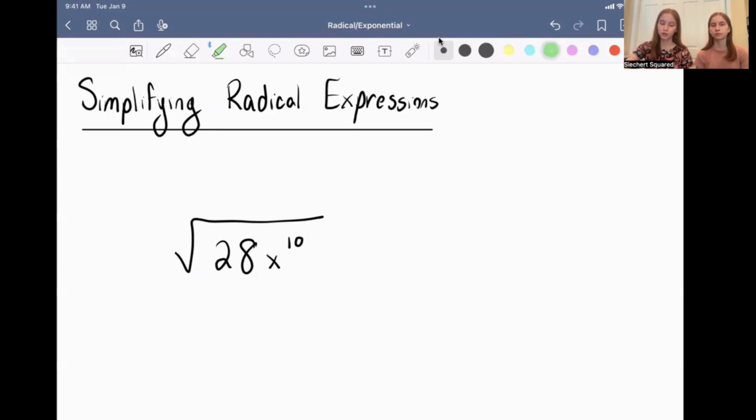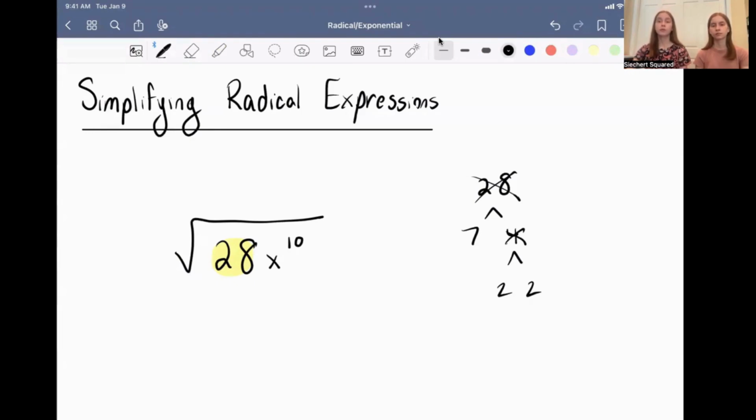So what we're going to do is start with what you're probably more comfortable with, which is simplifying that square root of 28. If I take that 28 off to the side, I'm going to break it up into any two numbers that multiply to 28. So we can do 7 and 4. And then from there, I can break up my 4. 4 is 2 times 2.